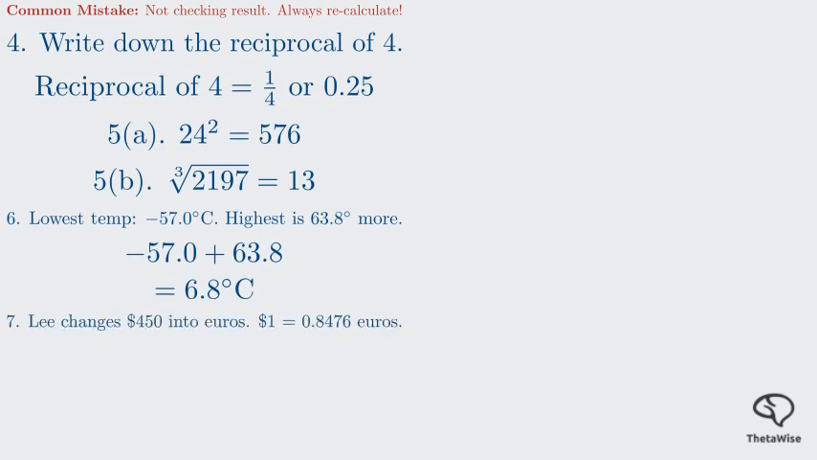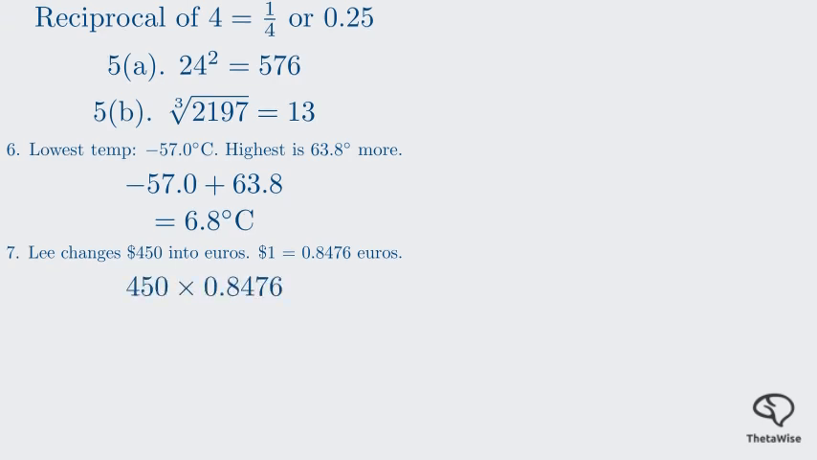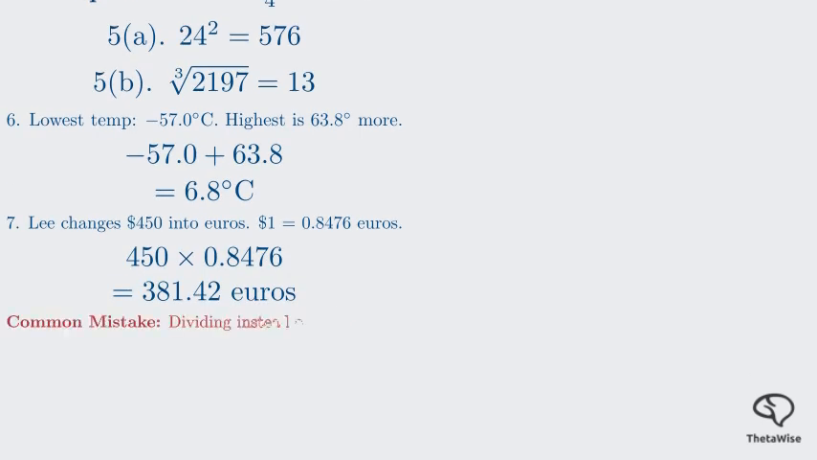Finally, question 7 is a currency conversion. Since $1 gets you 0.8476 euros, we multiply. 450 times 0.8476 equals 381.42. Lee receives 381.42 euros. Common mistake: dividing instead of multiplying. Think, if the rate is less than 1, you should get fewer units of the new currency.